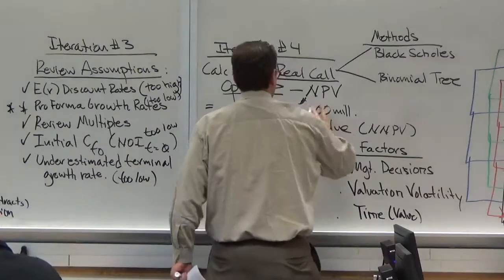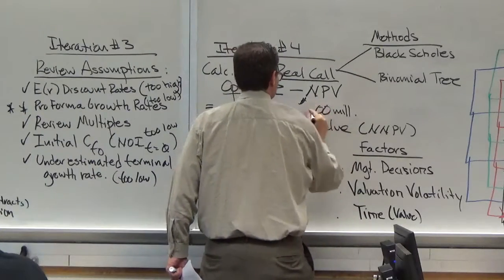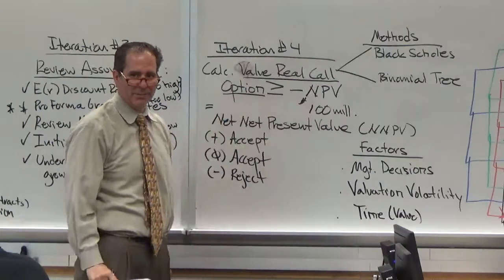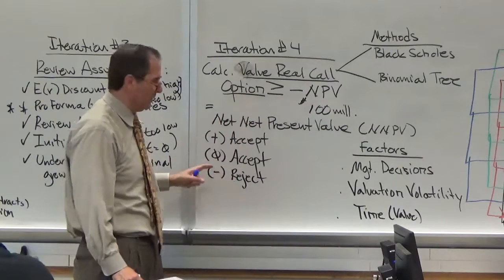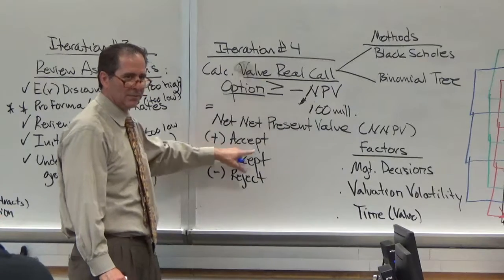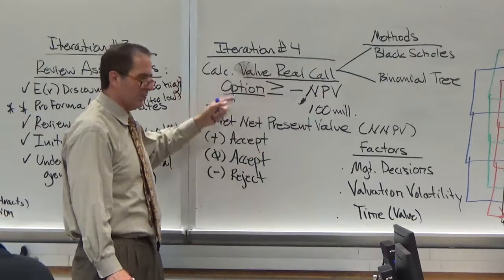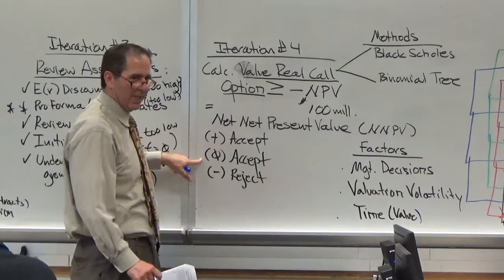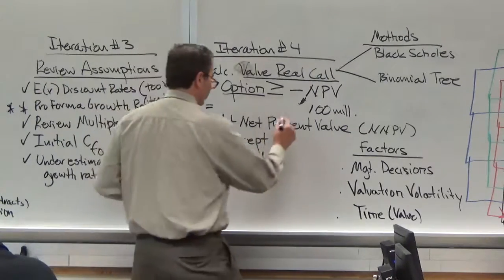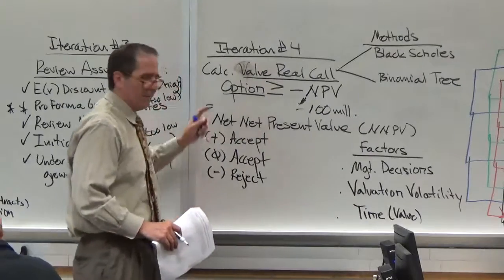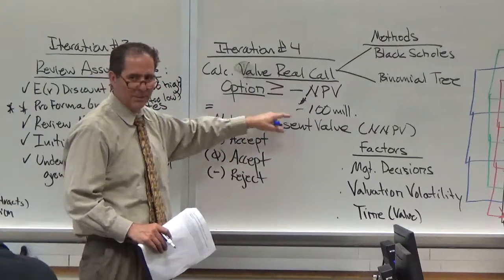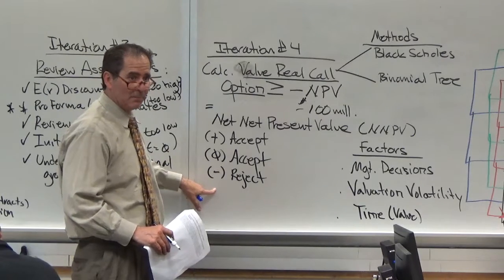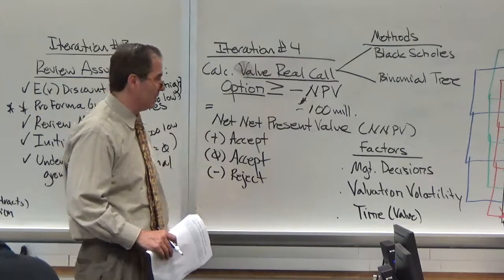Okay, so the value of the roll call option is going to be $100 million. If the value of the roll call option is greater than $100 million, then your net present value is what? Positive. If the value of the roll call option is equal to $100 million, the net present value is what? Zero. And you do what? Accept. And if the value of the roll call option is less than $100 million, then your net present value is what? Negative, and you? Reject. Got it.